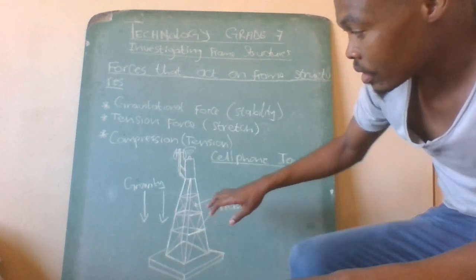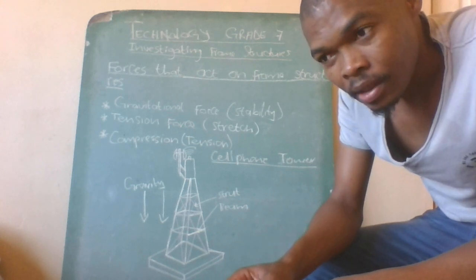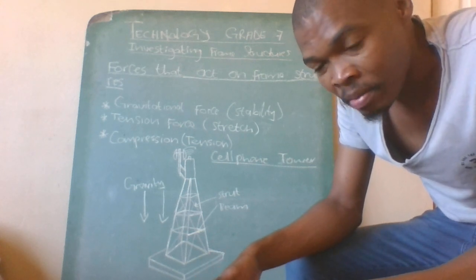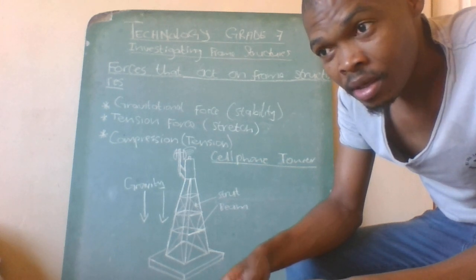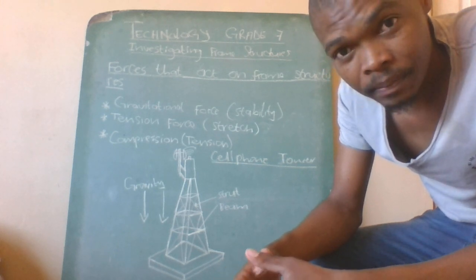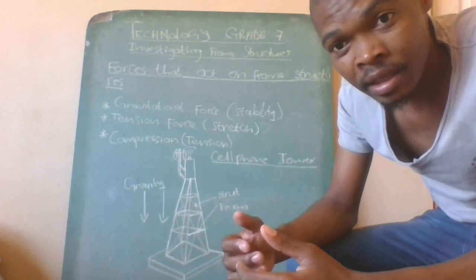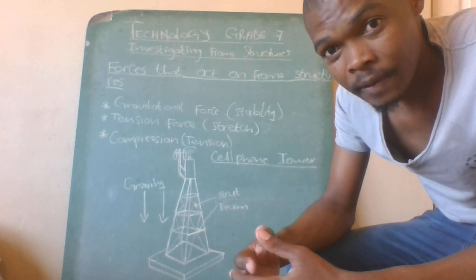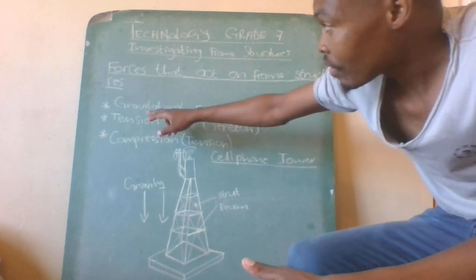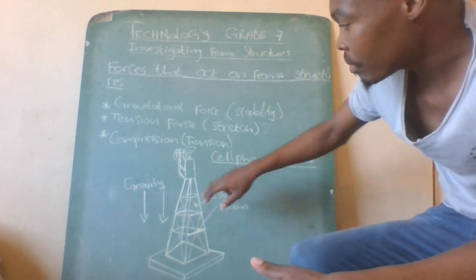Now, how does the gravitational force act on frame structures? We'll take, for example, a frame structure called a cell phone tower. Cell phone towers must always be firm on their ground. Cell phone towers must always be stable in order to resist all the other forces that might act on the structure to try to collapse it. So the gravitational force brings stability to frame structures.